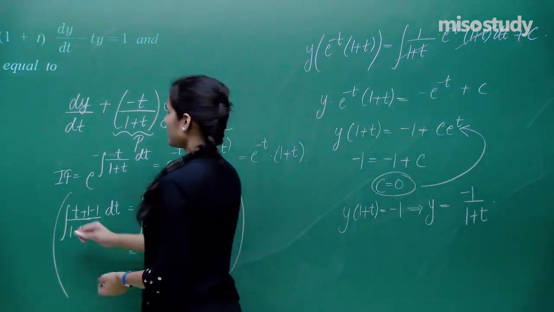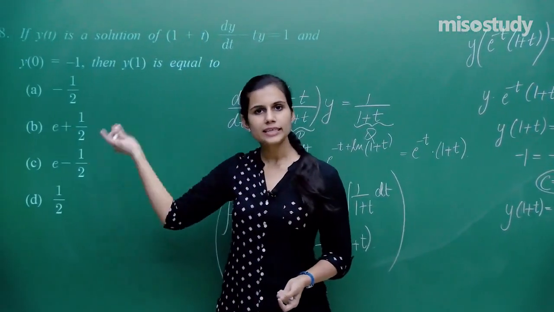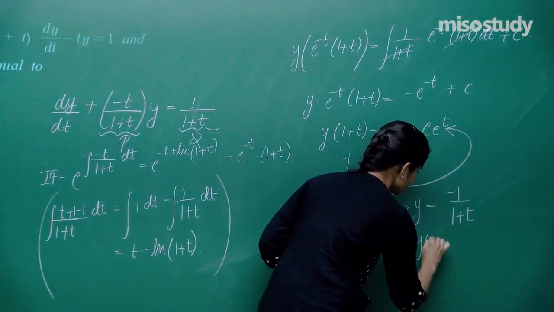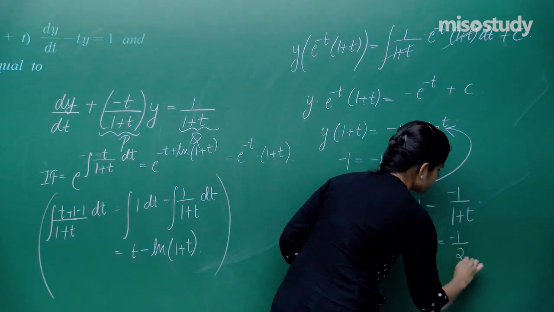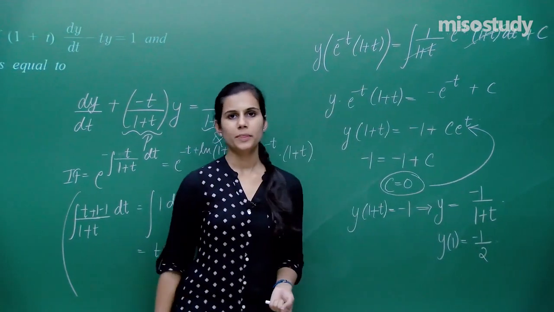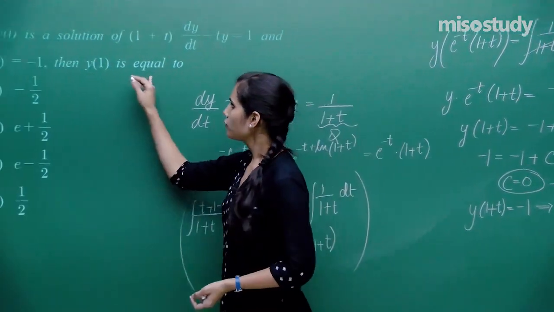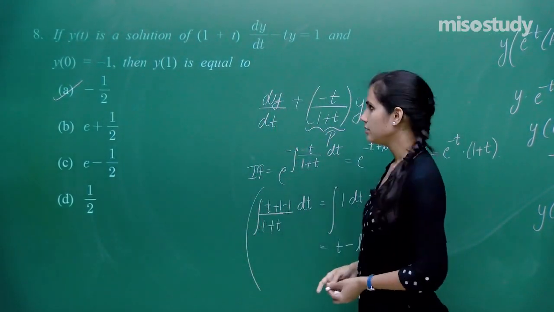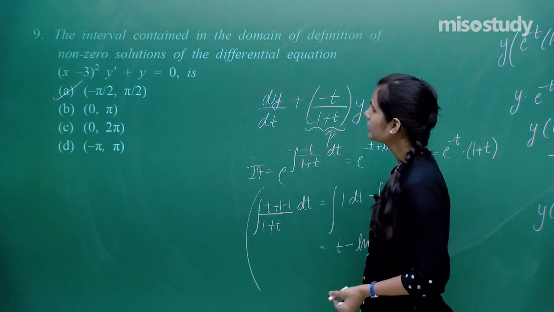You are asked what is the value of y of 1. That means when t is 1, what is y? When t is 1, you get minus 1 by 1 plus 1, that is minus 1 by 2. Y of 1 in this case is minus 1 by 2. Clear? Moving to the next.